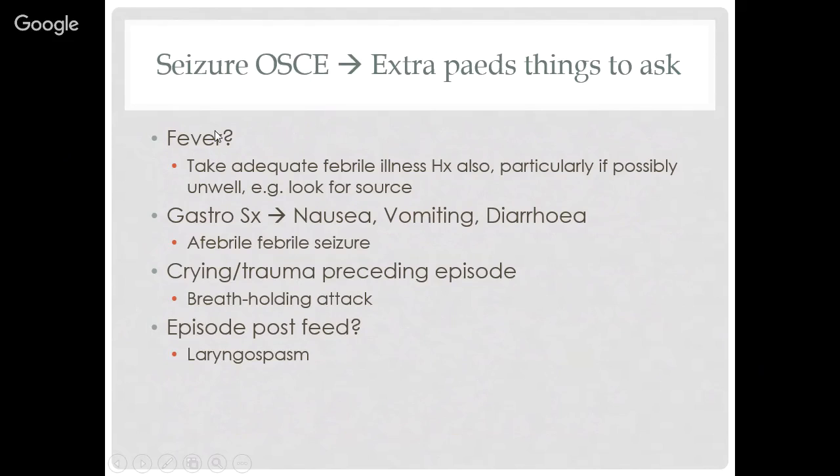The only thing to add, obviously, the first thing to ask is, did they have a fever or any recent febrile illnesses, any gastro symptoms, so nausea, vomiting, diarrhea, for that febrile seizure to talk about.